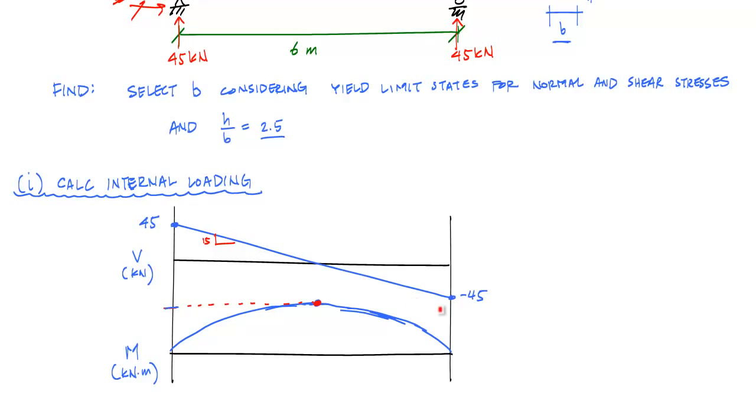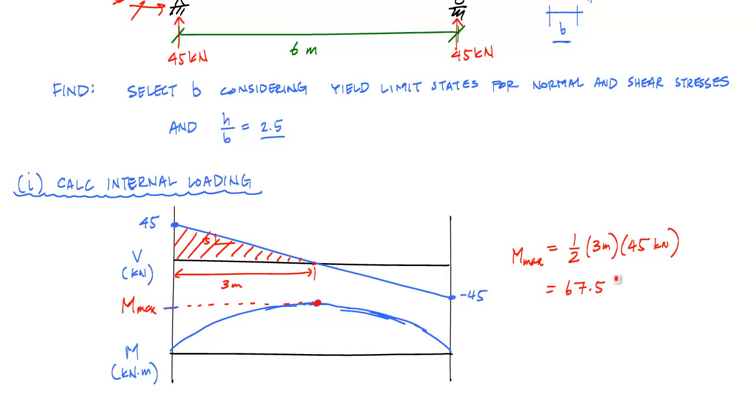Because my shear diagram is linear, I know my moment diagram is parabolic, and my maximum occurs where the shear is 0 here. The change in moment is the area of the shear diagram, so this M max is equal to one half base times height. This intersection at 0 occurs at 3 meters, so this is 3 meters times 45 kilonewtons, and this gives me 67.5 kilonewton meters.